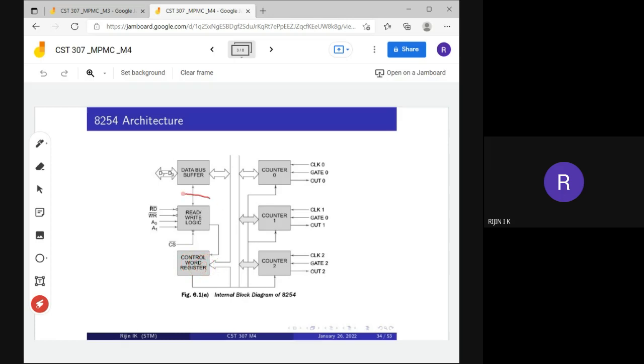Then one more block is here, the read write logic. That is also important. Here in the read write logic, you can see five signals: read bar, write bar, A0, A1, and chip select. Chip select is used to select this IC, that is, for enabling the operations.